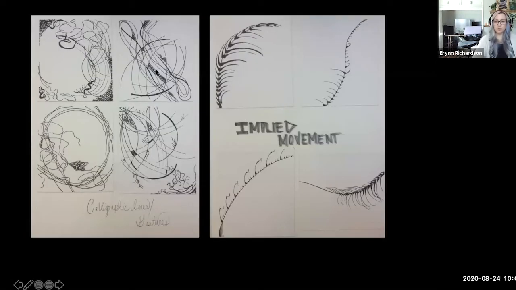So here are some more examples of calligraphic line. They're still a little careful. I like right here, I think these are very calligraphic versus these right here, I think are a little too carefully done, but I would still count them. I used to make my students do lines that implied movement. You guys don't have to do that.